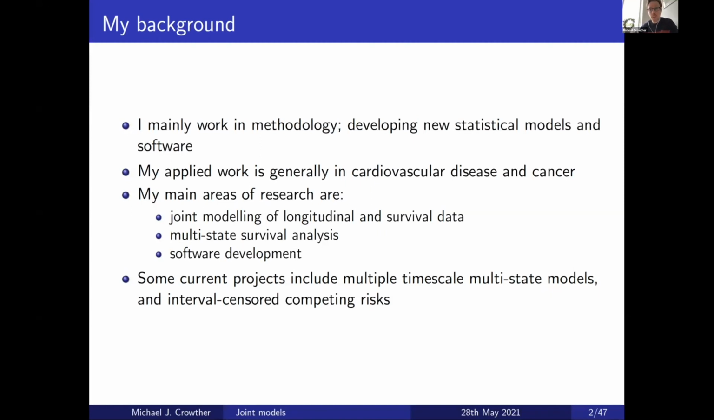So some current projects. I thoroughly enjoyed the lectures earlier in the week, looking at multiple timescale multi-state models, and I'm also working on interval censoring incorporated into competing risks.